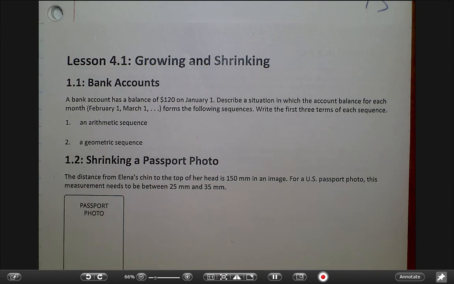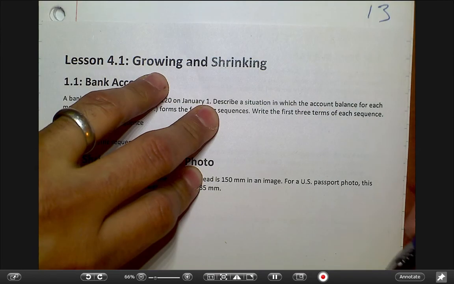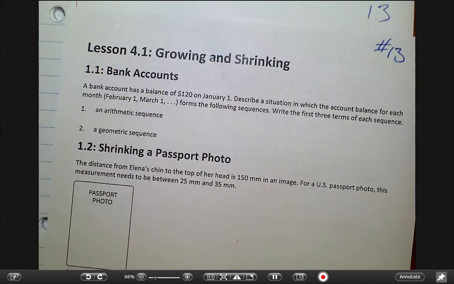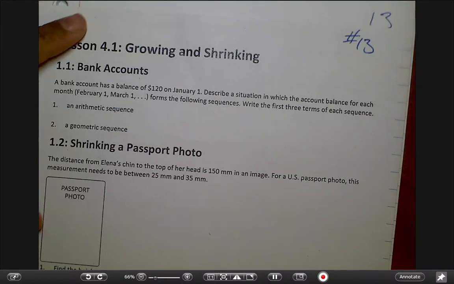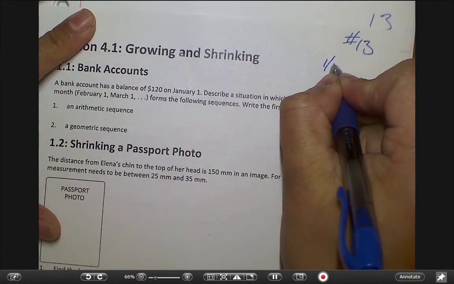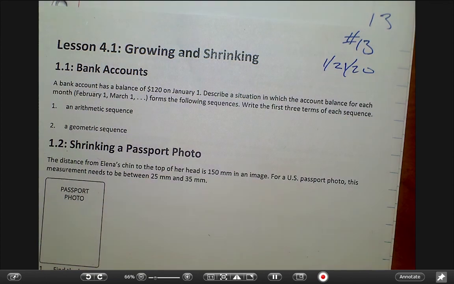All right, on my notes right here, you're writing hashtag 13, because that's supposed to go on page 13 in your interactive student notebook. And today's date, for those people that actually write dates like they're supposed to, is 1/21.